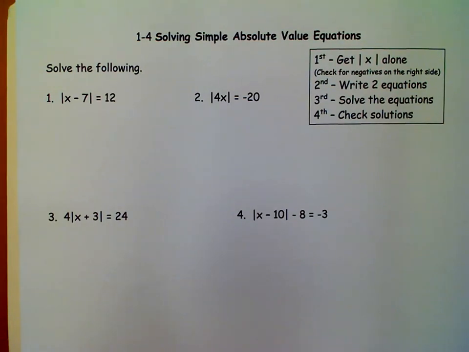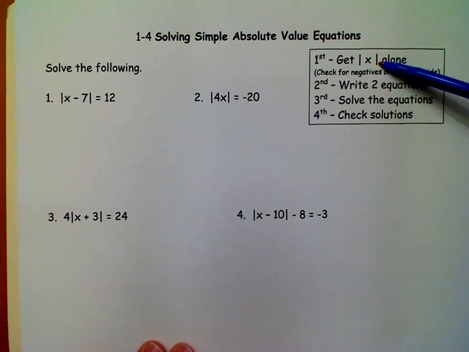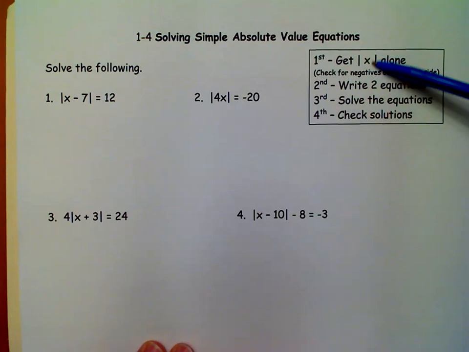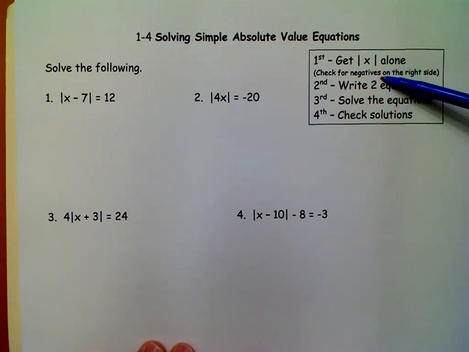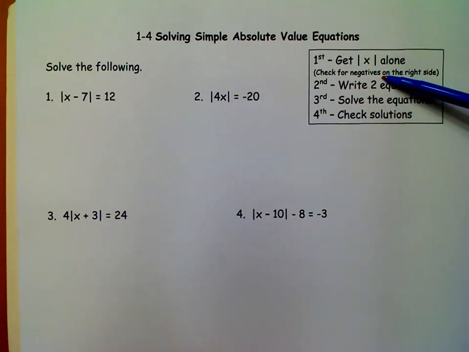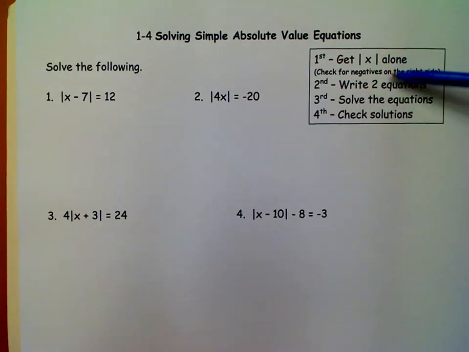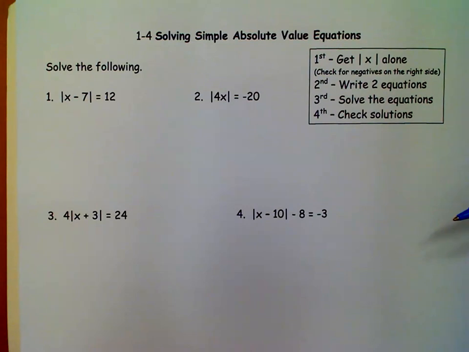Now remember, absolute value means how far a number is away from zero. And there are 4 steps I want you to concentrate on every time you solve an absolute value equation. The first thing is to get the absolute value sign and whatever's in it alone. And you want to check for negatives on the right side. We'll talk about that in a minute, but that's really important because you can't be negative away from zero. And then I'm going to teach you how to write 2 equations, then solve each equation and check each equation.